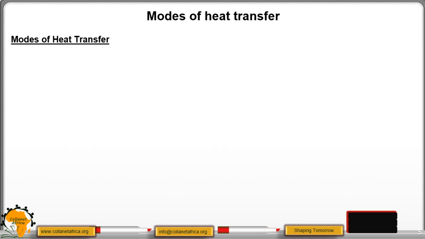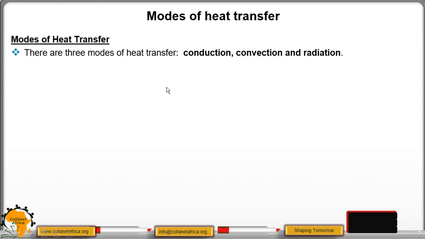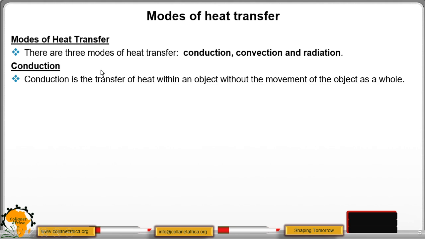We move to modes of heat transfer. We have three modes of heat transfer: conduction, convection, and radiation. We start with conduction. This is where the transfer of heat within a body is done without the movement of the object as a whole.